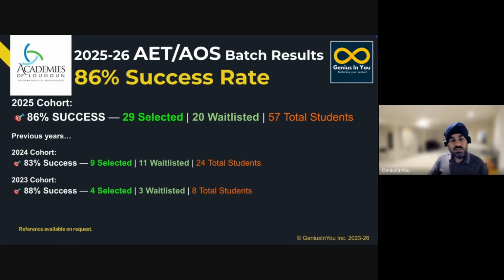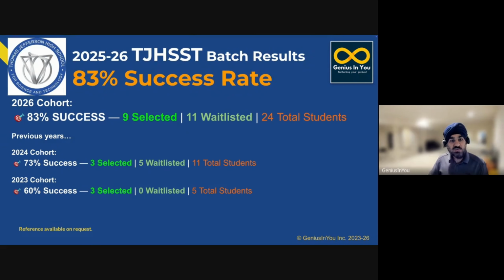I will just skip these slides. These are the success rates for the Academies of Loudoun, and this is one for the TJ. Because we are in Loudoun County, I don't see a lot of interest in TJ. Last year I had, I think, three Academies of Loudoun batches, but just 1 TJ batch. That's because there is not a lot of interest in TJ due to logistical issues. It's far, and it also has very strict guidelines on who can take the test and who cannot, right? So the number of students for TJ is usually less in Loudoun County.